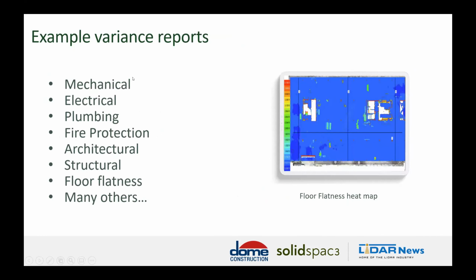So variance reports can be done on a number of different components or trades. So like architectural could be walls, doors, windows, floors. Structural could be columns, beams, I-beams. MEP for ducting, electrical, plumbing, fire protection, and process piping trades. So in this case here, you see on the right, we actually have a variance report for floor flatness in a heat map format. Just another example.